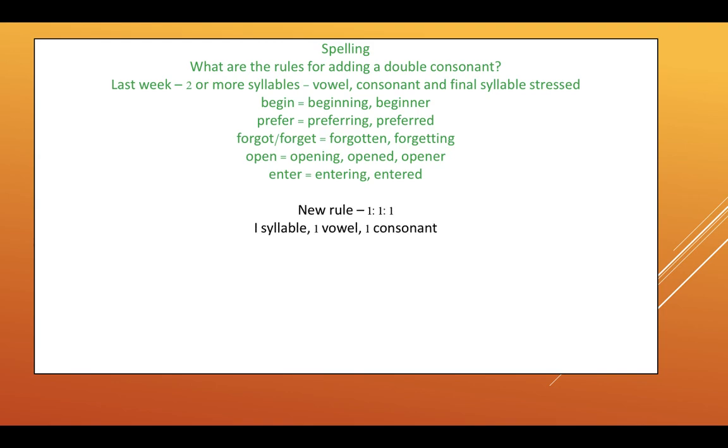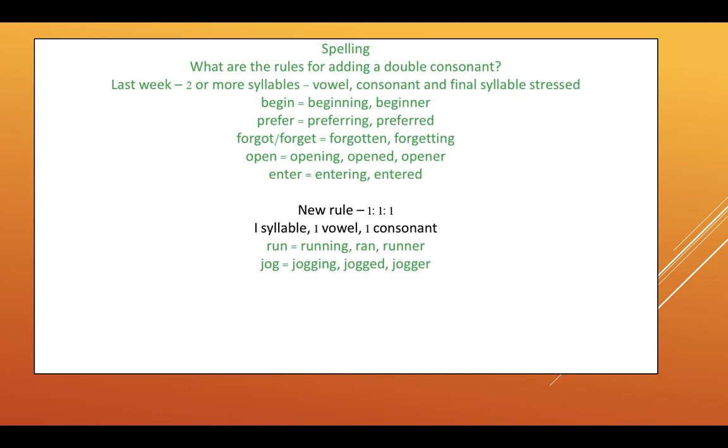Now there's a new rule that we're going to use today. It's called the 1-1-1 rule. If it has 1 syllable and the second to last letter is a vowel and the last letter is a consonant, then we can double the consonant and add ing and add er. Now you can't have runned. You change the word to ran. So you can have running and runner, but you can't have runned. You'd have ran instead.